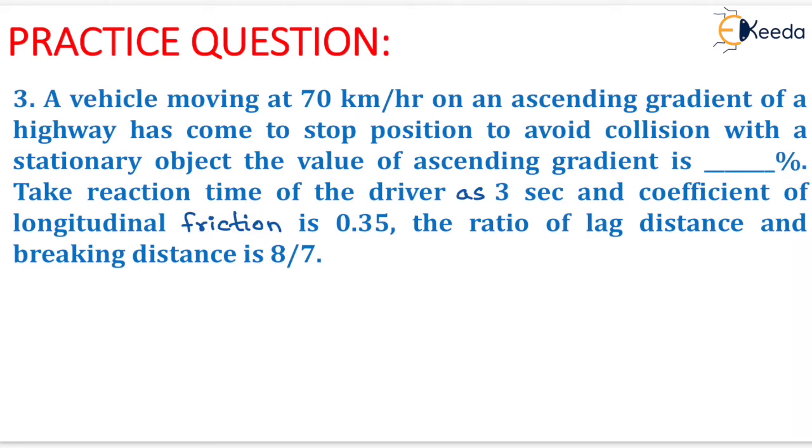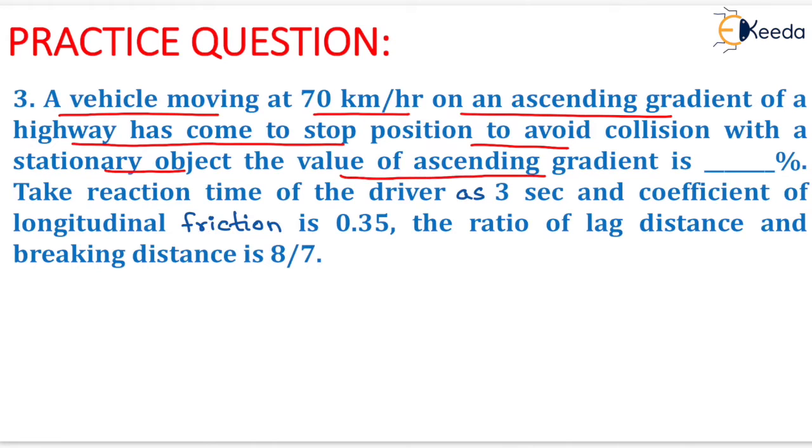Question is given as: a vehicle moving at 70 km per hour on an ascending gradient of a highway has come to stop position to avoid collision with a stationary object. The value of ascending gradient is dash percent. Now we have to compute the value of ascending gradient, that is capital S. Take reaction time of the driver as 3 seconds and coefficient of longitudinal friction is 0.35. The ratio of lag distance and braking distance is 8/7.